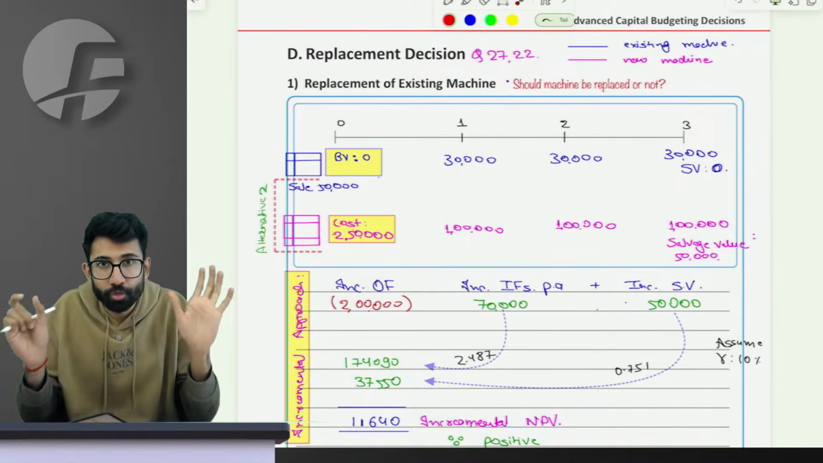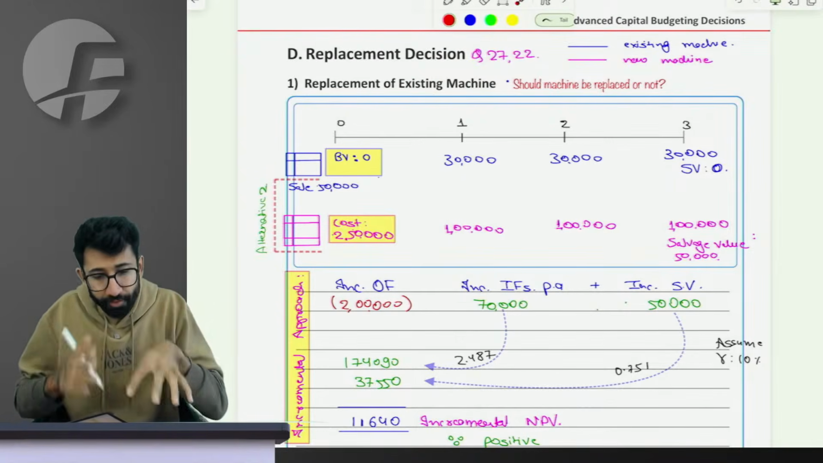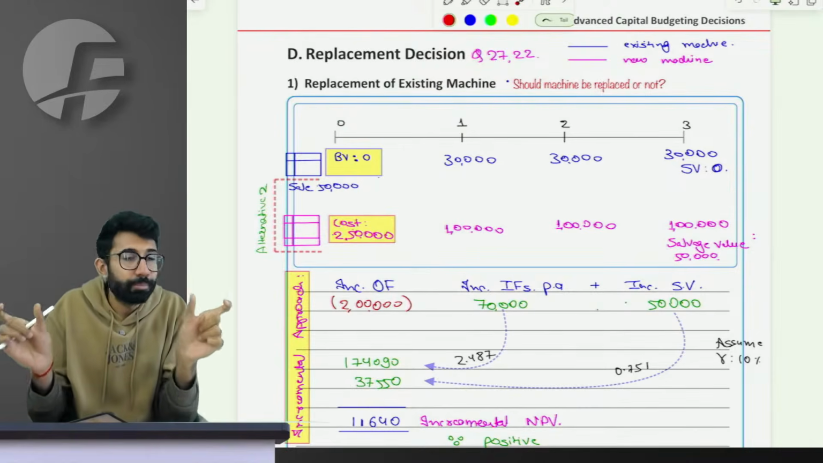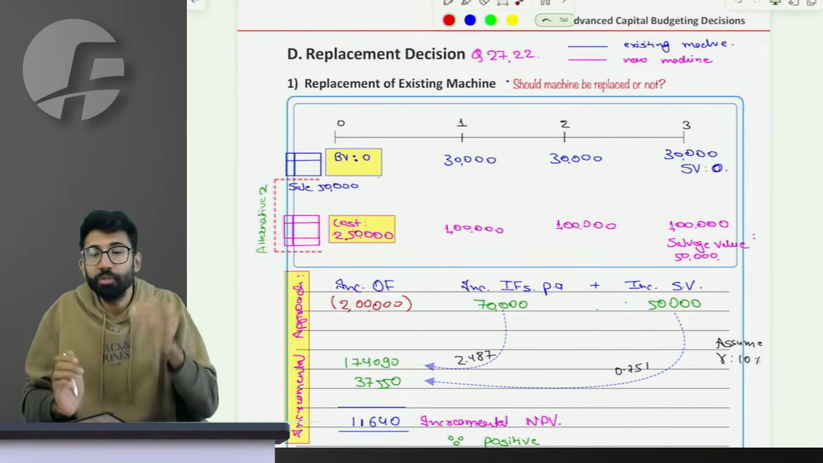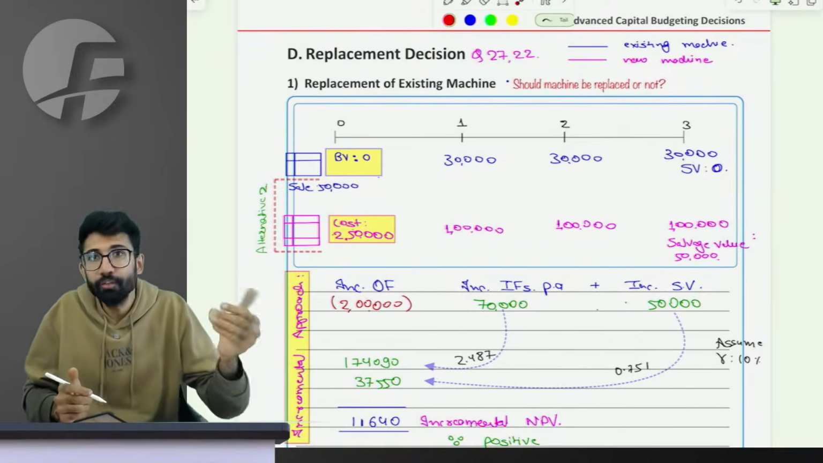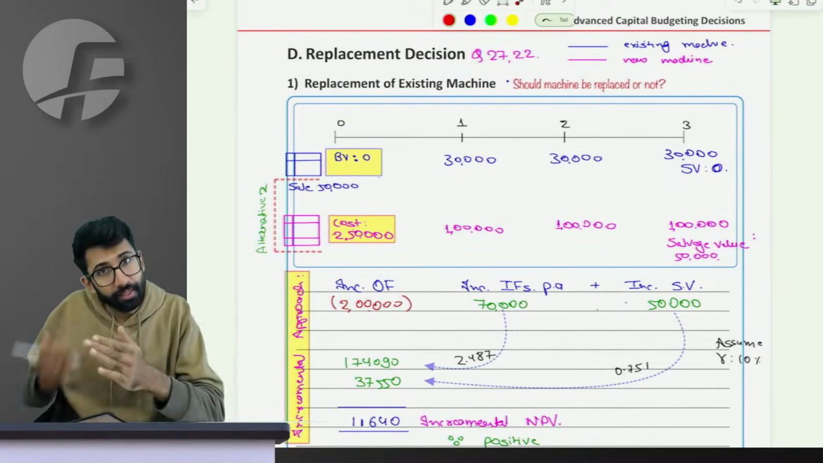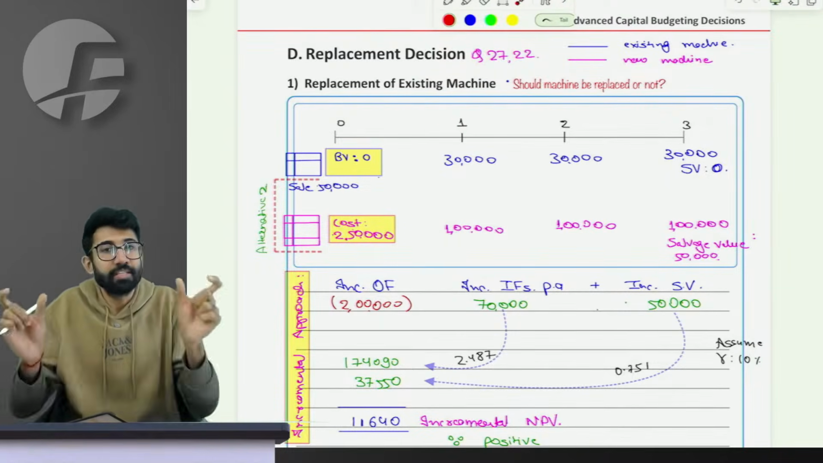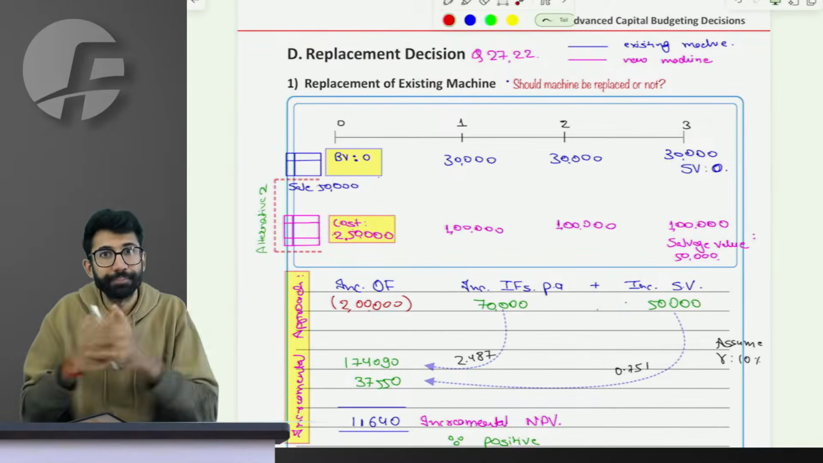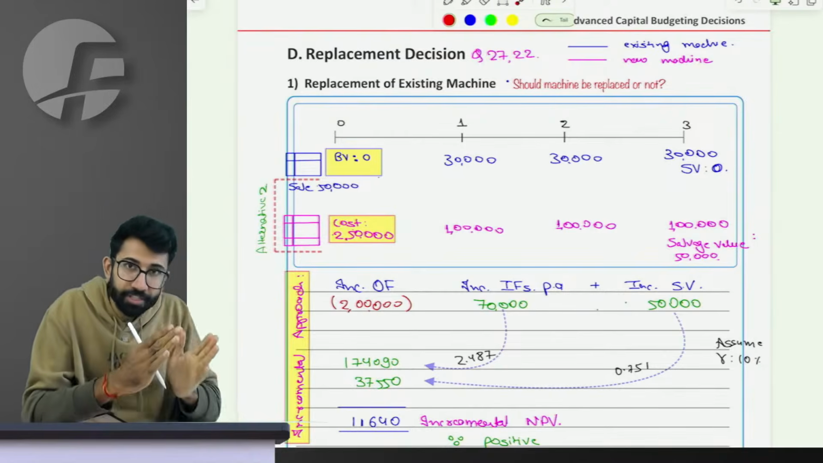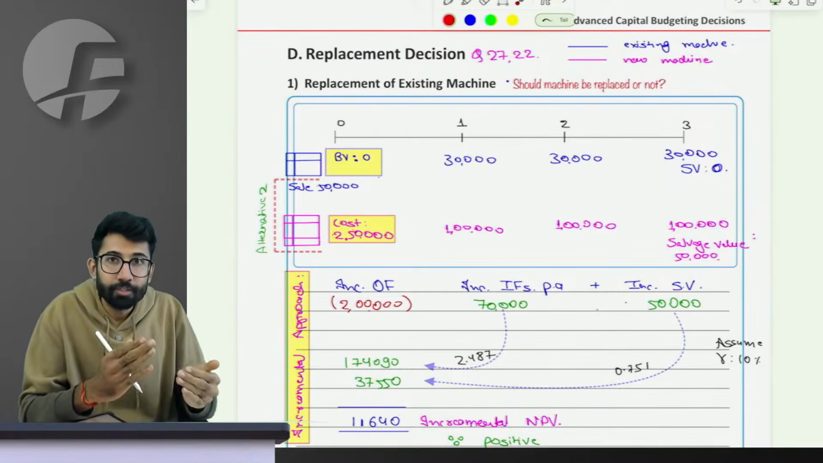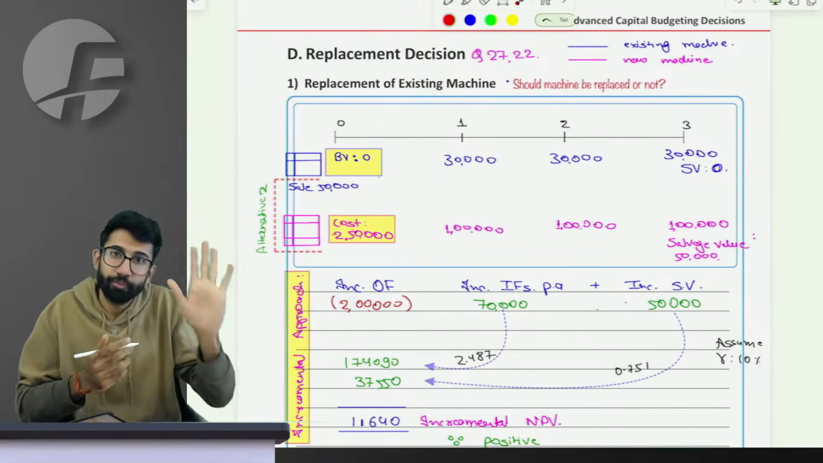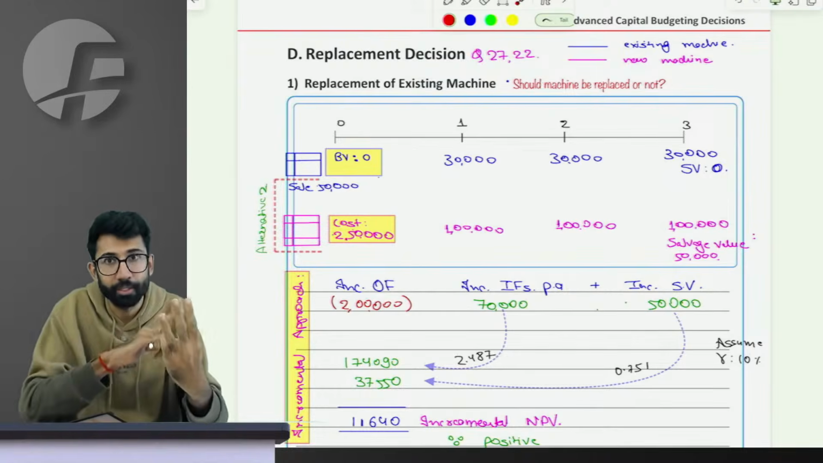Are you clear with the two choices? Imagine yourself standing here, facing these two independent practical world choices. Continue the old machine because you already have it, use it for the next 5 years. Option 2, sell this machine, buy the new machine and use that new machine for the next 5 years. First, imagine this choice. If I continue this machine, what is the initial outflow? What are the annual inflows? What is the terminal inflow? Three categories of inflow: initial, annual, terminal.